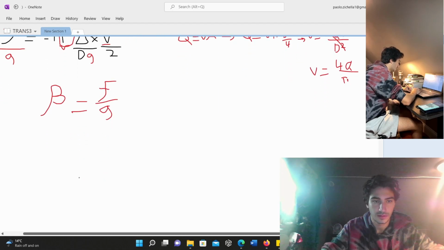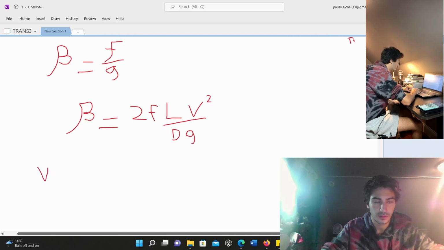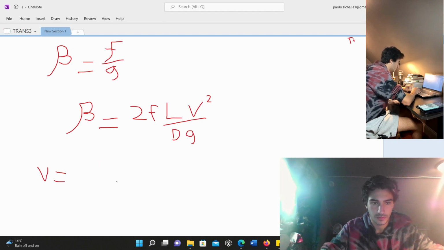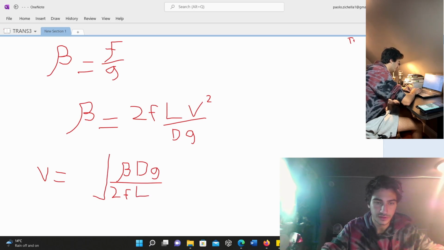So then beta, which is the head drop, is going to be equal to 2 times the fanning friction factor times dx, but now since we're using L, I'm going to use L for now, times v squared over dg, right? Then what we can do is solve for v, so that we get beta times dg divided by this whole fraction, 2FL, 2 times the fanning friction factor times the length of the pipe. This is all going to be square rooted, because we have v squared.